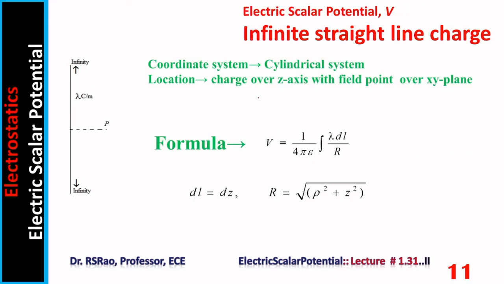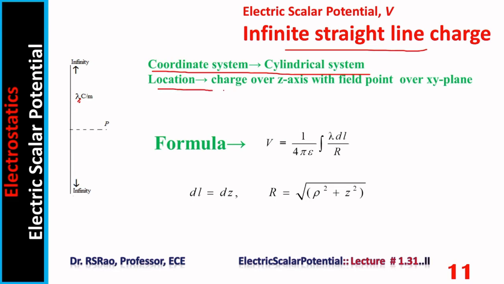First, we consider an infinite straight line charge. Here lambda is shown as the charge density. You see here it is extending to infinity below, and upwards also: downwards infinity, upwards infinity. In solving this problem, we consider the cylindrical system because a line is a cylinder with radius tending to 0.